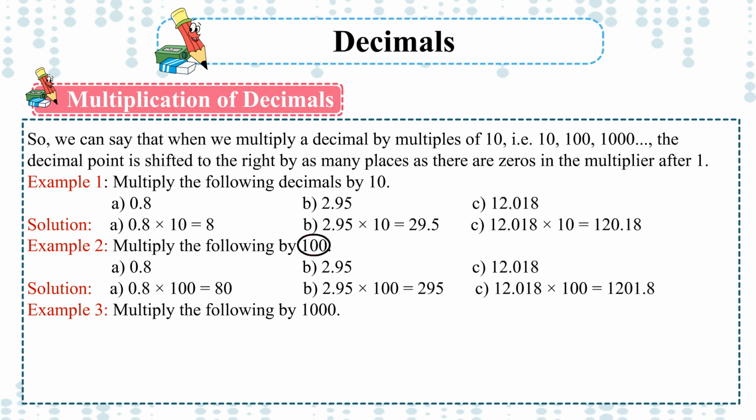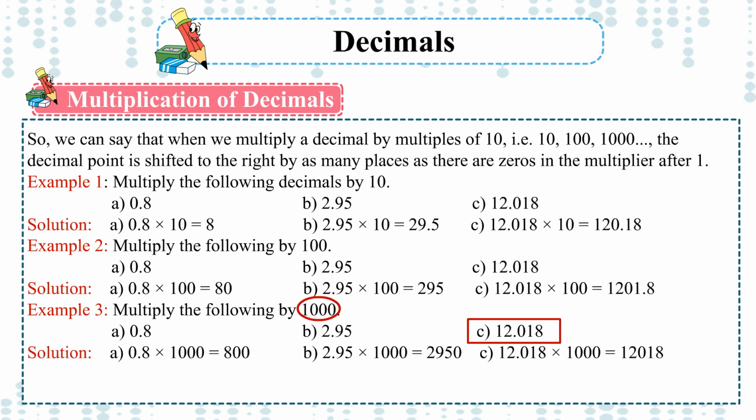Example 3. Multiply the following by 1000. A. 0.8. B. 2.95. C. 12.018. Solution. A. 0.8 multiply 1000 is equal to 800. B. 2.95 multiply 1000 is equal to 2950. C. 12.018 multiply 1000 is equal to 12,018.